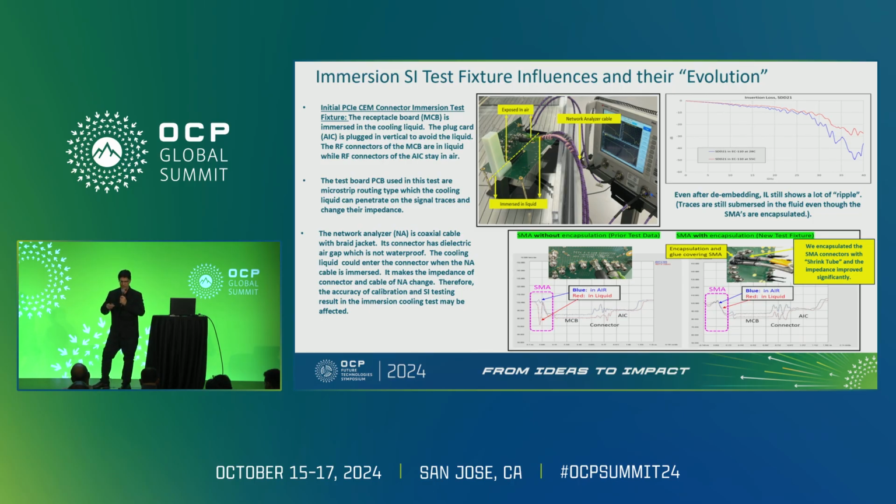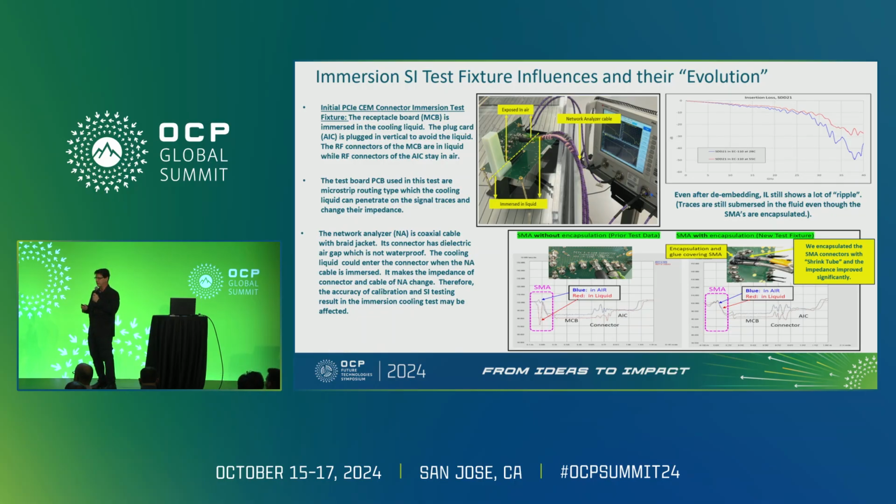So we did that. We added shrink tube and put some epoxy around the area, and you can see in the picture on the right that solved that problem. What it didn't solve is the impact on the microstrip traces. You can still see about a 5 ohm difference there, so that has an effect. Even after de-embedding, we couldn't get rid of all the ripple, as you see in the insertion loss picture on the top. So that's really one attribute we needed to figure out.